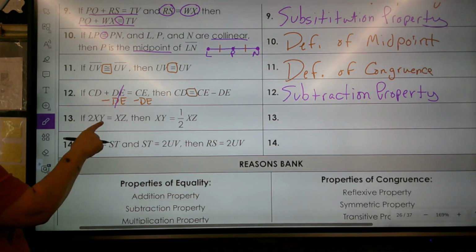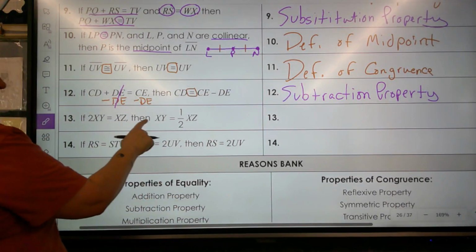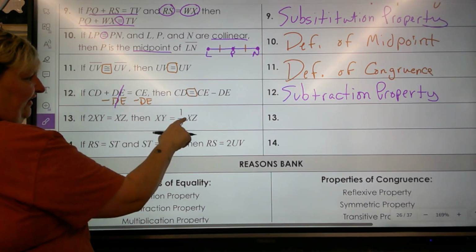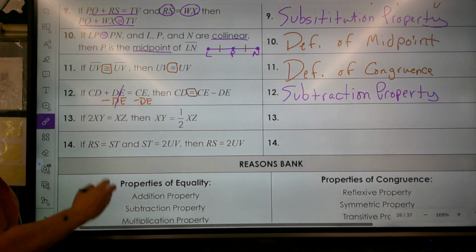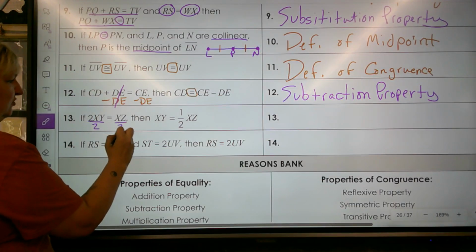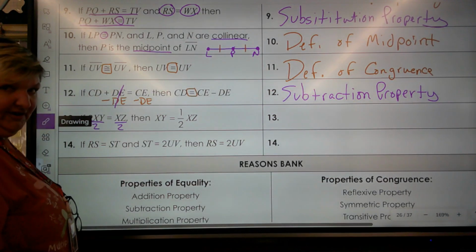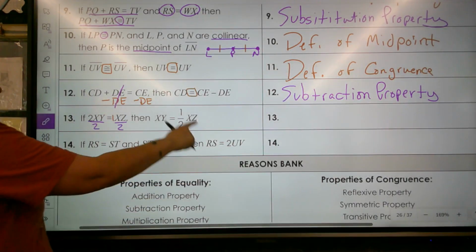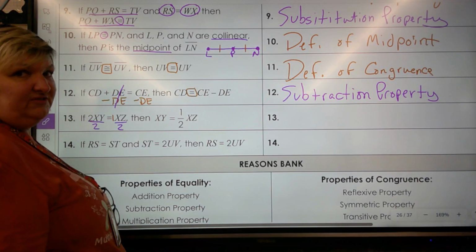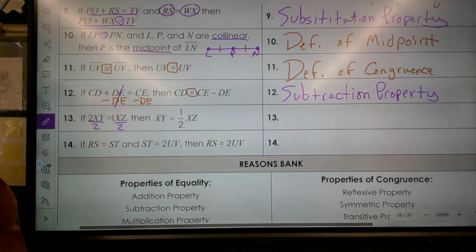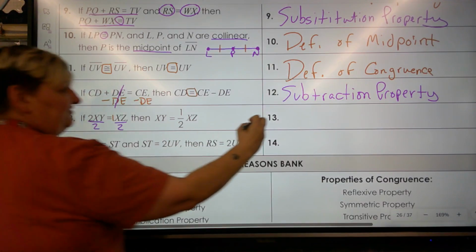If 2XY is equal to XZ, again, we have an equal sign, so we can use properties of equality, then XY is equal to 1/2 XZ. So how did we go from here to here? We divided both sides by 2. Because remember, in front of a variable, a naked variable, there's an invisible 1. This is how they get the 1/2. If we divided both sides of the equation to get here, then that's division property.